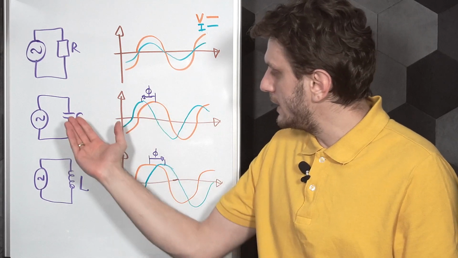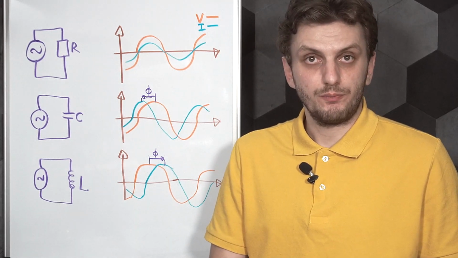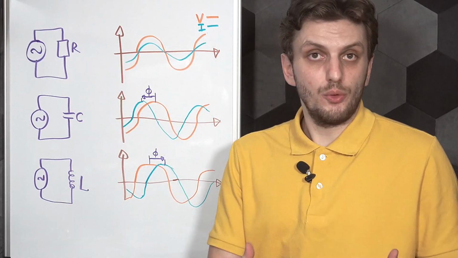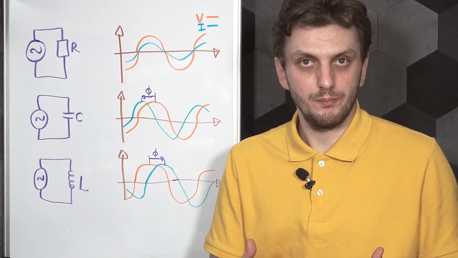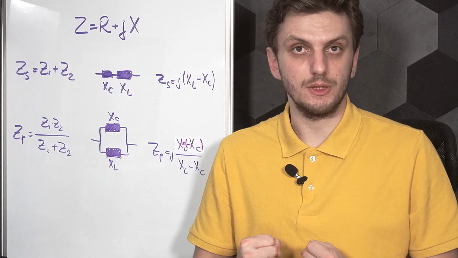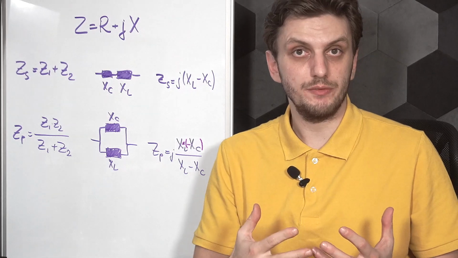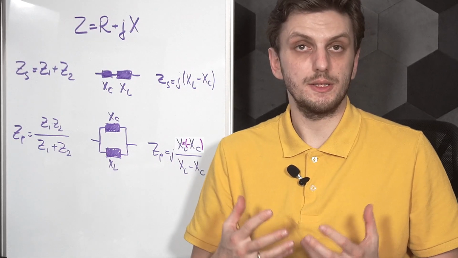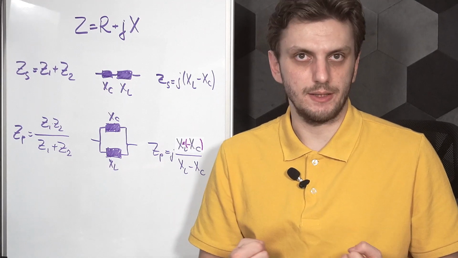The capacitor will create a negative phase shift, the inductor will create a positive phase shift. And even though these two elements do not dissipate any power like the resistor does, so the capacitor and the inductor only store energy and then release it, regardless, they still impact the flow of current through the circuit. And because we have these two different types of effects, they are expressed differently. So complex impedance is expressed as the sum of the real resistive part of impedance and the reactive imaginary part. And regarding this reactive part, if it's inductive, it's a positive value. If it's capacitive, it's a negative value.